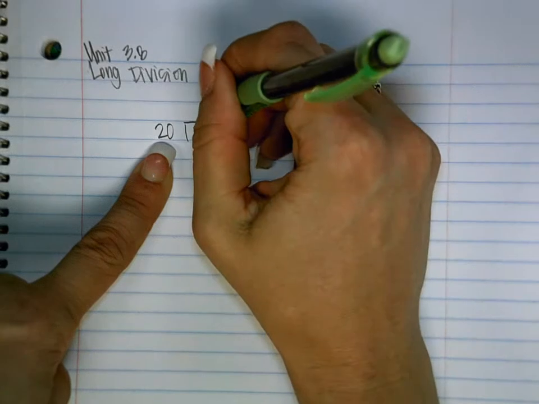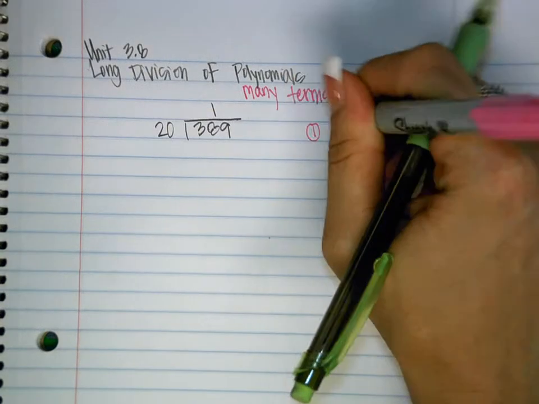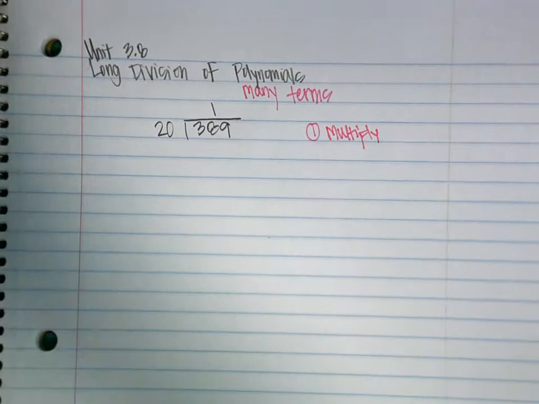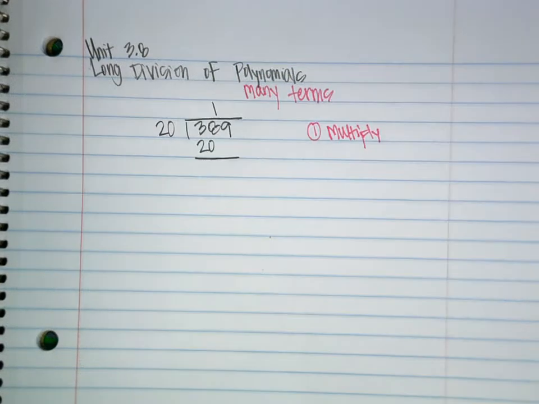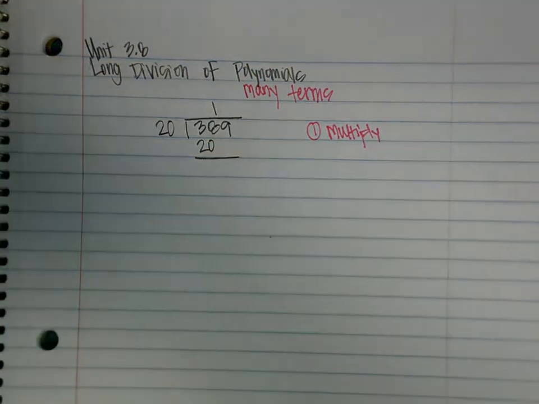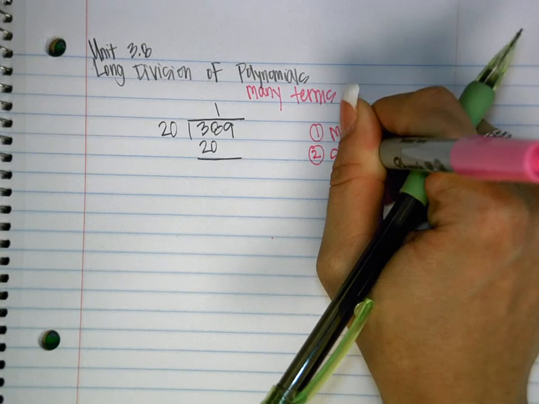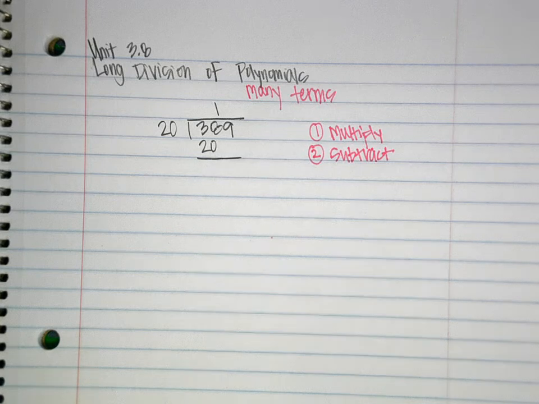So you would write your 1. Then your next step would actually be to multiply. So first step is you will multiply. Now, if we multiply 1 times 20, you get 20. What's the next step? Subtract. Does it say subtract here? How do you know to subtract? It's not implied. You just know that that's how you do things.